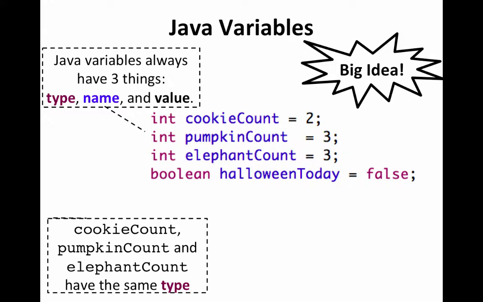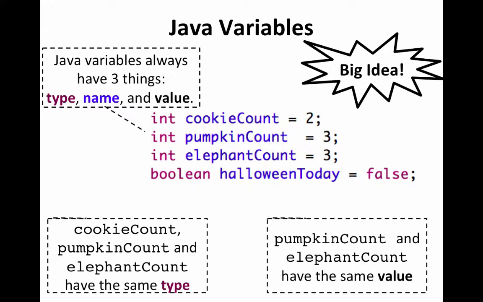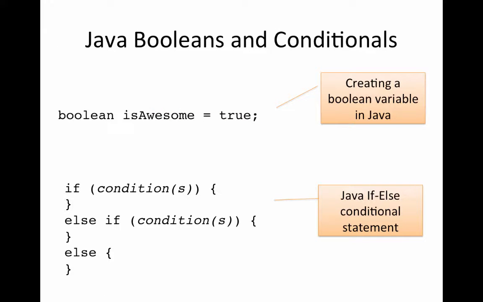So check it out. Cookie count, pumpkin count, and elephant count all have the same type. And then you'll notice that pumpkin count and elephant count both have the same value. So the key thing is that every variable has a name, type, and value. And in particular in Java, we have to think a lot about what that type is. We're going to be able to create variables that are Boolean, like here I'm setting the variable is awesome to be true. And then we're going to have regular-ish looking if else style conditionals.